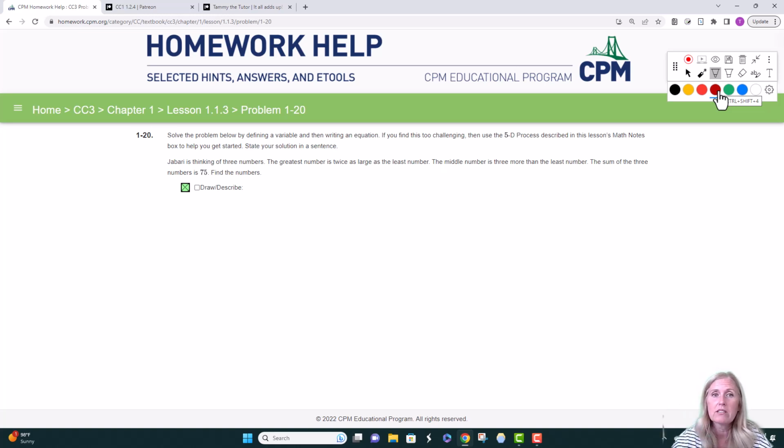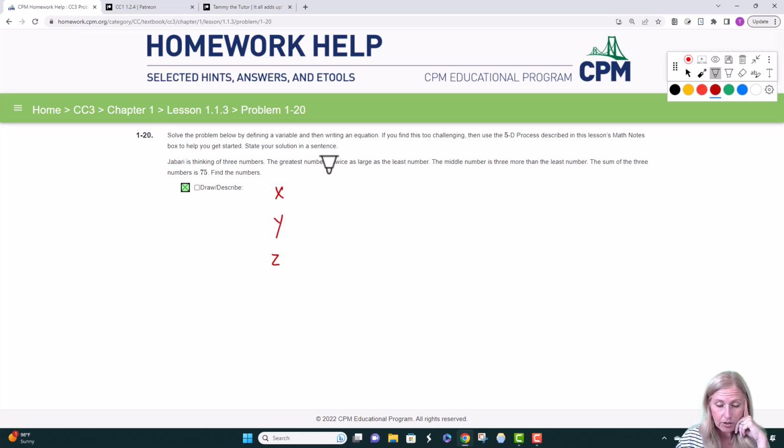So before we can solve it, we have to figure out what our variables are going to be and figure out what that equation looks like. Okay, it says Jabari is thinking of 3 numbers. Already right there, I know I'm going to need 3 different variables because I need to represent 3 different numbers. We can just say X, Y, and Z. You could say A, B, C, whatever you want, but they want you to define those variables. And so let's read the rest of it so we can learn a little bit more about them.